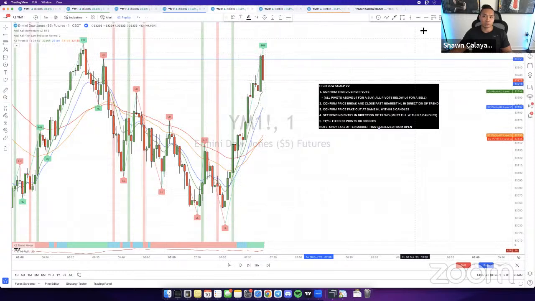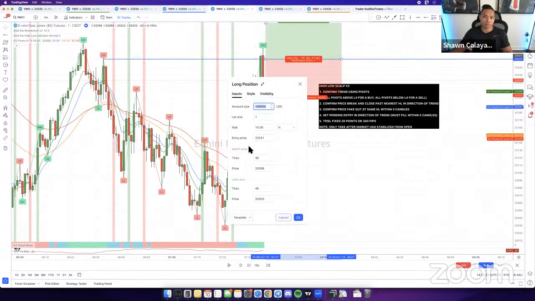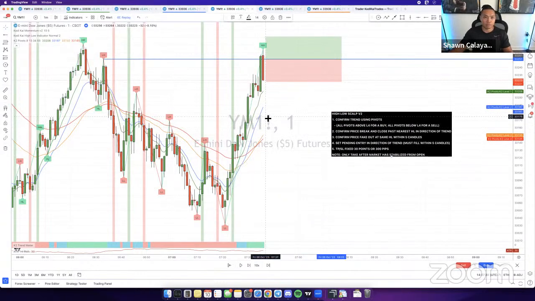Once you have that fake out, what do you do next? You put your TP and stop loss right here for the correction back to the upside. Once you have that set up like that, now you just wait for price to come up, fill your order, and continue climbing to your TP.